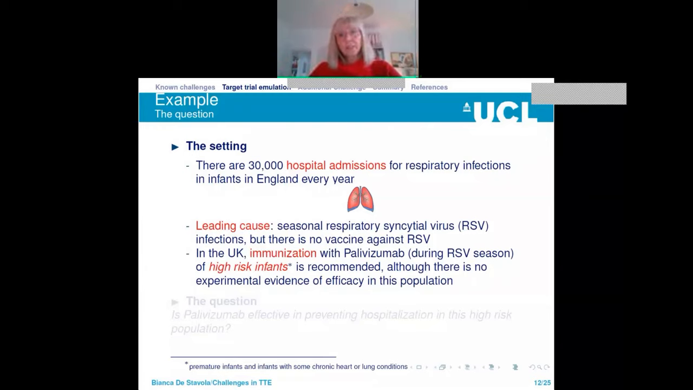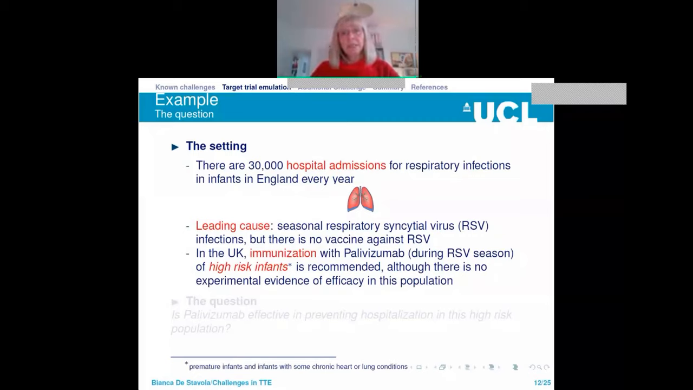The leading cause for this is a virus, the respiratory syncytial virus. It's seasonal. It presents in the Northern Hemisphere from October to the end of March. These infections are very prevalent, but it affects certain babies really badly, and about 1% of them end up hospitalized for this infection. But there is no vaccine against this virus.